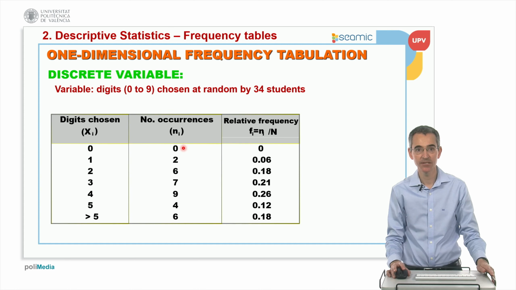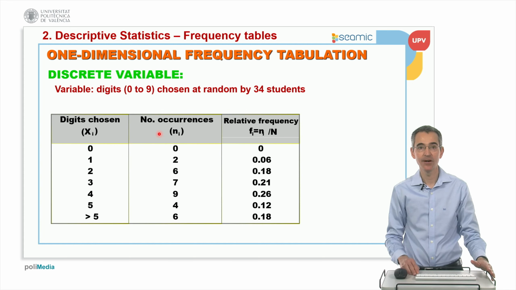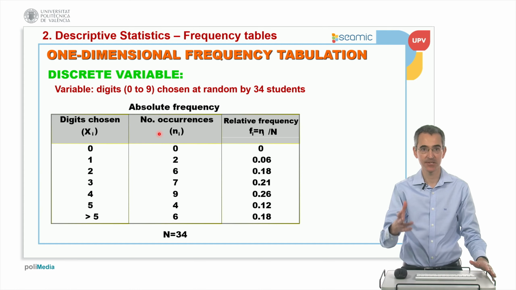Okay, so for example, the digit 0. Imagine that no students chose this digit. The value 1 was chosen by 2 students. Okay, in this example, we have number 2, which was chosen by 6 students, number 3 by 7, and so on. Okay, so this is called the number of occurrences and is also called absolute frequency.